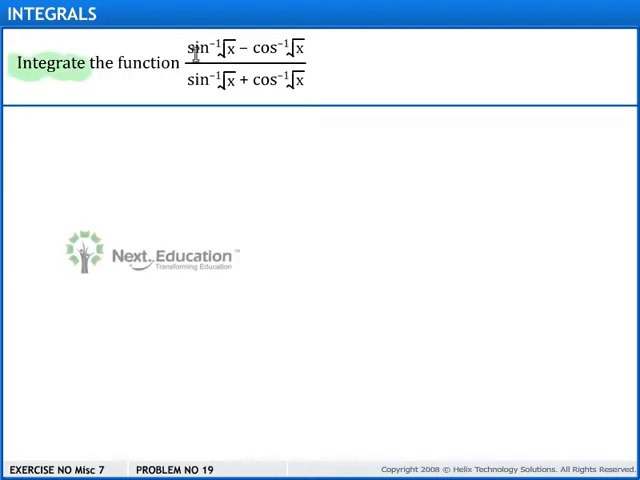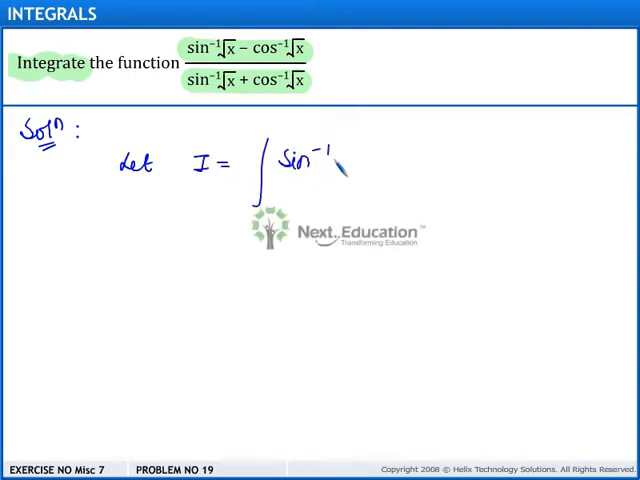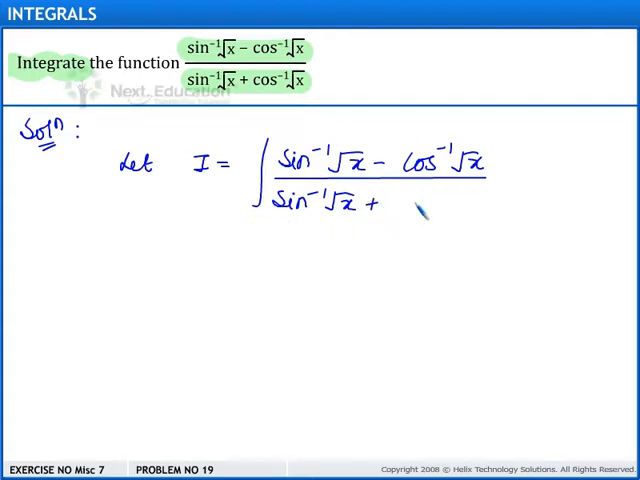We have to integrate the function (sin inverse root x minus cos inverse root x) divided by (sin inverse root x plus cos inverse root x). Let's begin with the solution. Let I be equal to the integral of (sin inverse root x minus cos inverse root x) divided by (sin inverse root x plus cos inverse root x) into dx.